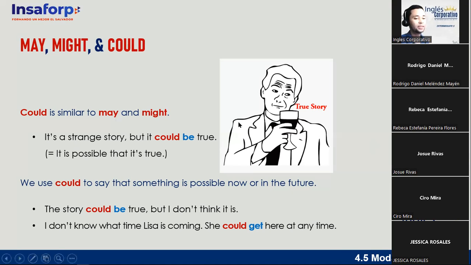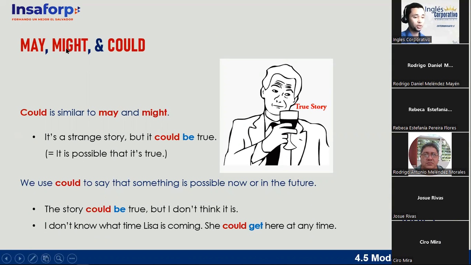Could, again, is similar to may and might. In other words, could expresses a possibility, something that is possible, okay? Now, you can also say it's a strange story, but it may be true, and it's okay. You can also say it's a strange story, but it might be true, and it's also okay. So you can choose. You can use may, you can use might, you can use could.